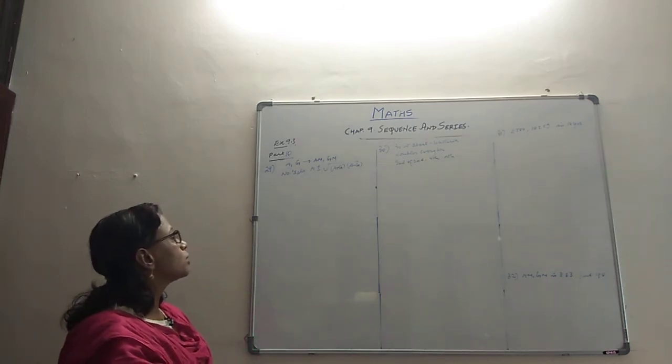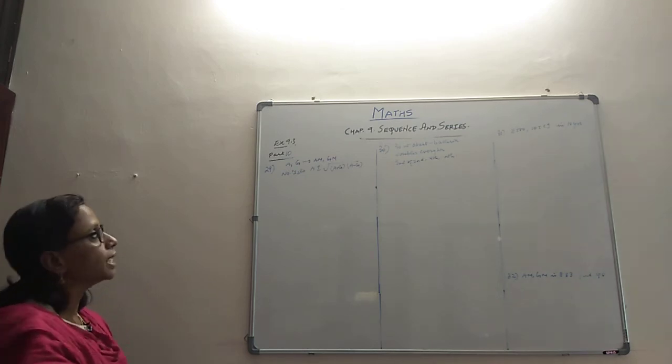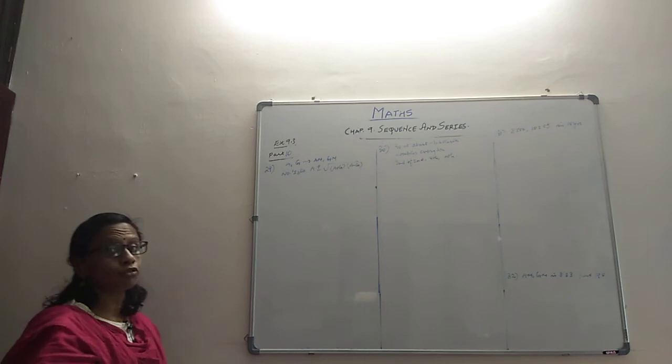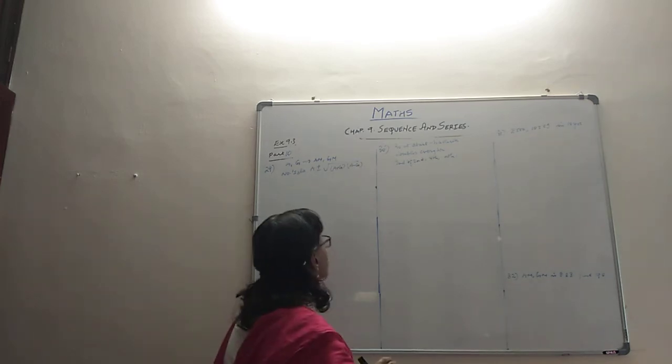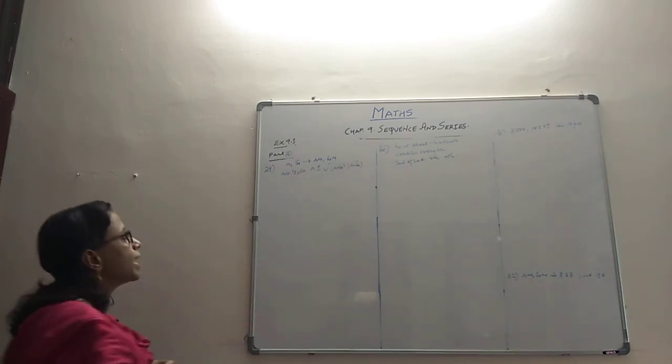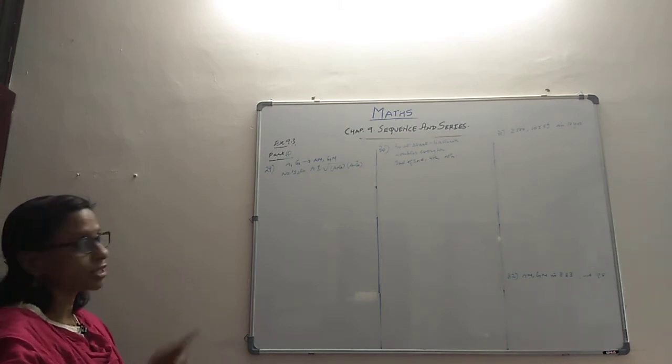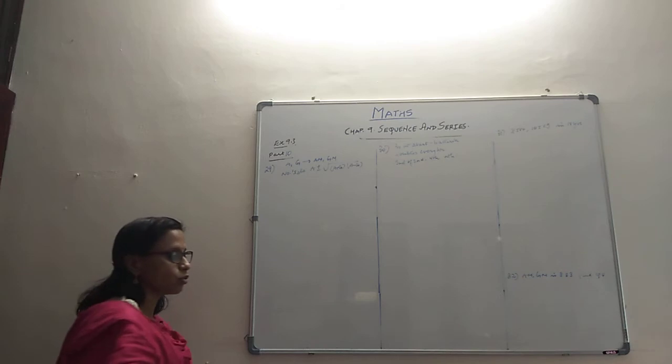The very first, the 29th problem in this part, says that A and G are the arithmetic mean and geometric mean of two numbers. They have not given us the numbers. They say that it is A and G, and they ask us to find out what the numbers actually are. So we have to go about doing it.